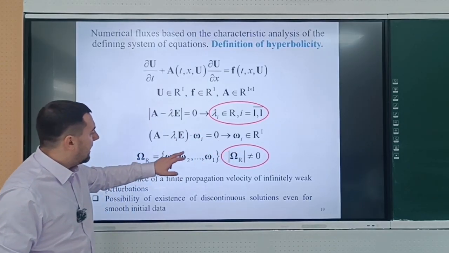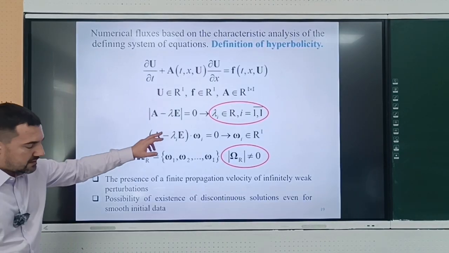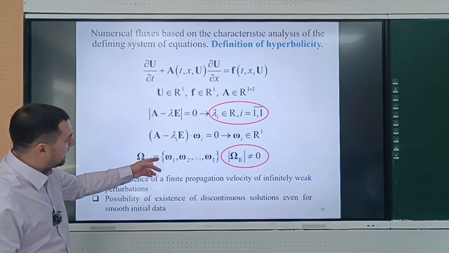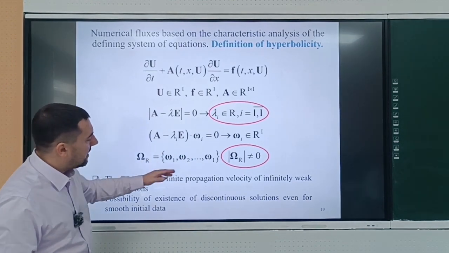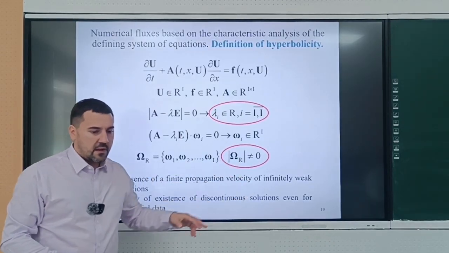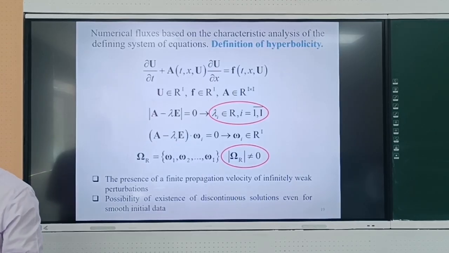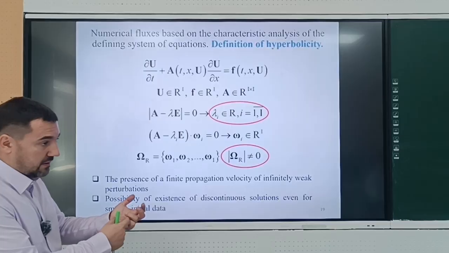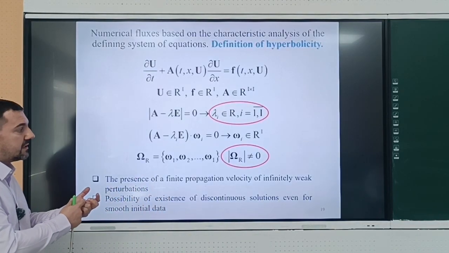You will get them. And the second requirement is that these right eigenvectors form a basis. It means that if we create a matrix with these columns omega r, its determinant will not be zero. So this system of partial differential equations is called hyperbolic if all eigenvalues are real, and the right eigenvectors form a basis.